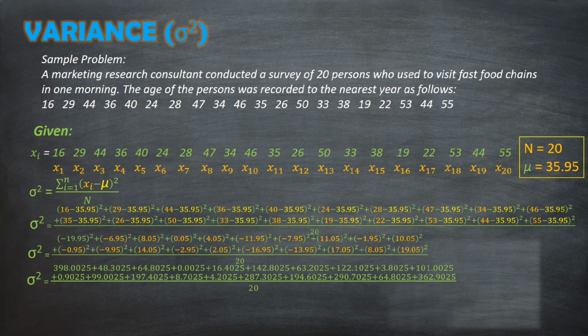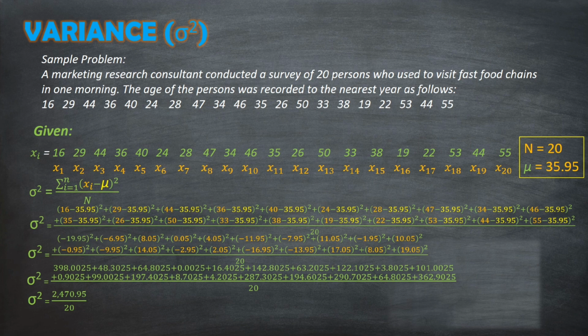Now that we already have the squares of each difference of x sub i minus μ, we will add them all to find the sum or total, starting from 398.0025 up until 362.9025. You can use any calculator you have to find the total. The total for this one is 2,470.95, and that's divided by our population size, which is 20.